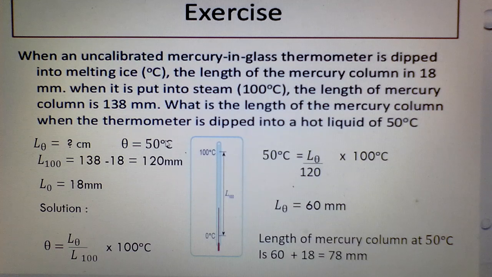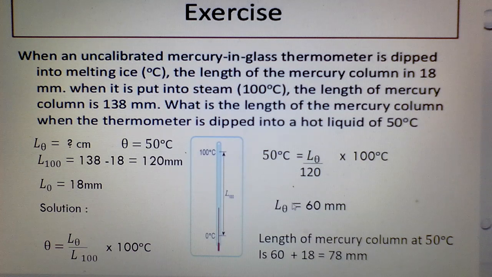So theta is 50 degrees Celsius. L100 equivalent to 138 minus 18. Need to minus because the length of mercury column we measured from the bulb. That's why I need to minus here. So 120 millimeter. And L0 is given as 18 millimeter. So we use the formula theta equals L theta divided by L100 times 100 degrees Celsius. So theta equivalent to 50 equals L theta divided by 120 times 100. Then we get L theta is 60 millimeter.